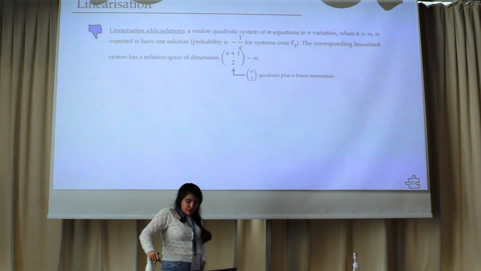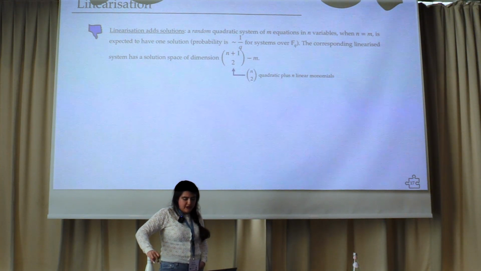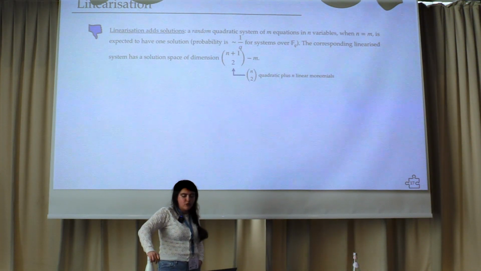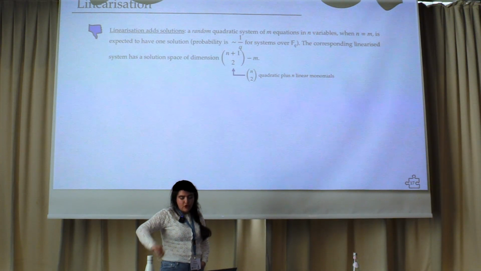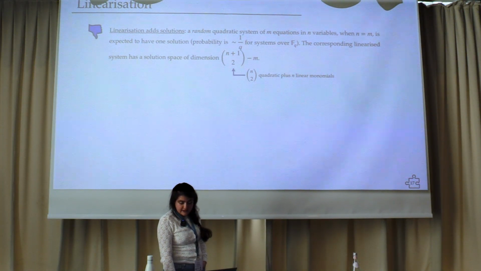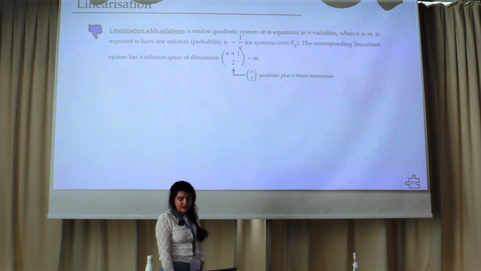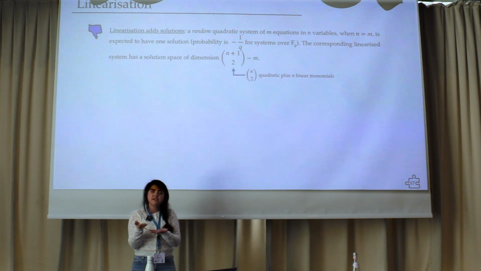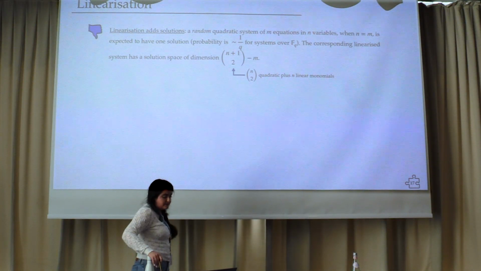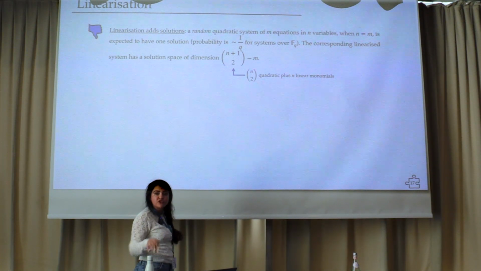And if you look at the corresponding linearized system that we got, how many solutions does that one have? I have one variable per monomial, so that is n plus 1 choose 2, and then you also add the linear monomials. That is the number of variables. And the number of equations is still m, which is very small. So you get a solution space of a very large dimension.